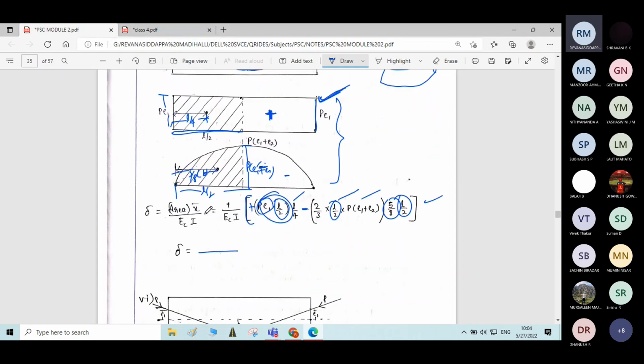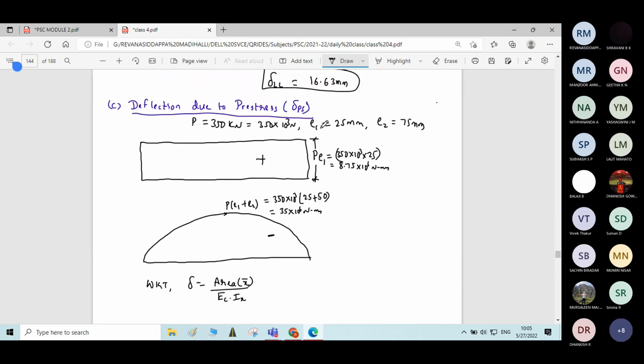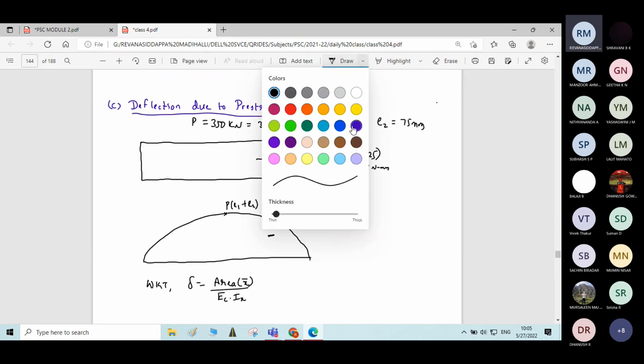Now we'll utilize this formula. Delta is equal to area into x bar divided by EC into IX. Now you divide this BMD into half portion.